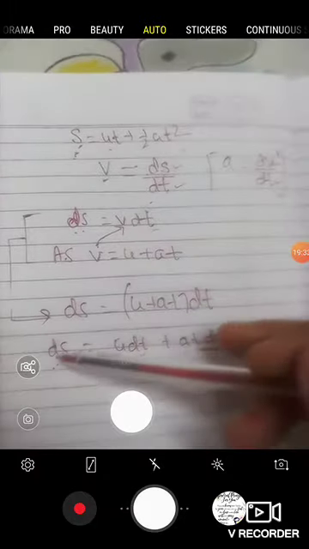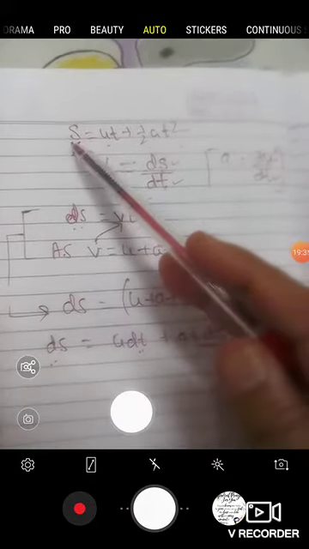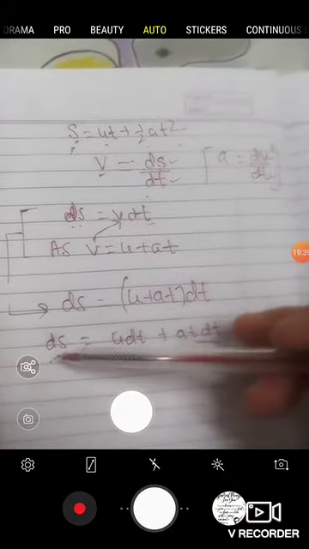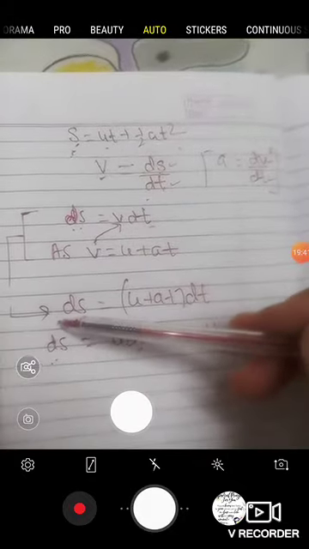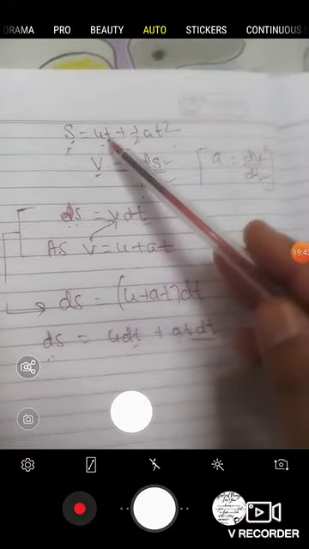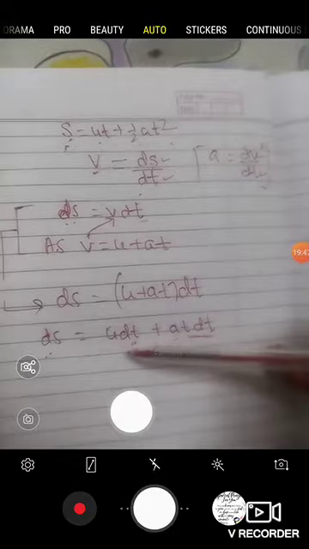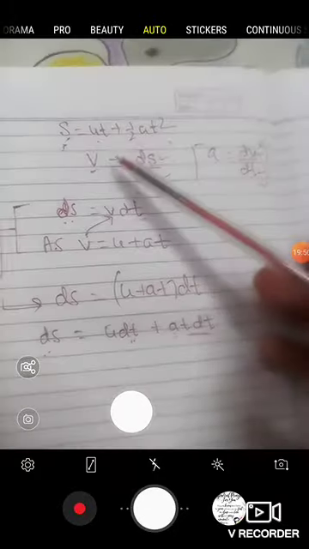Integration of ds will give me s. There is no s2 minus s1, so here I will only integrate from 0 to s. Here also I only want t and here is dt. Integration of dt will give me t. So I will integrate from 0 to t because there is no t2 minus t1.